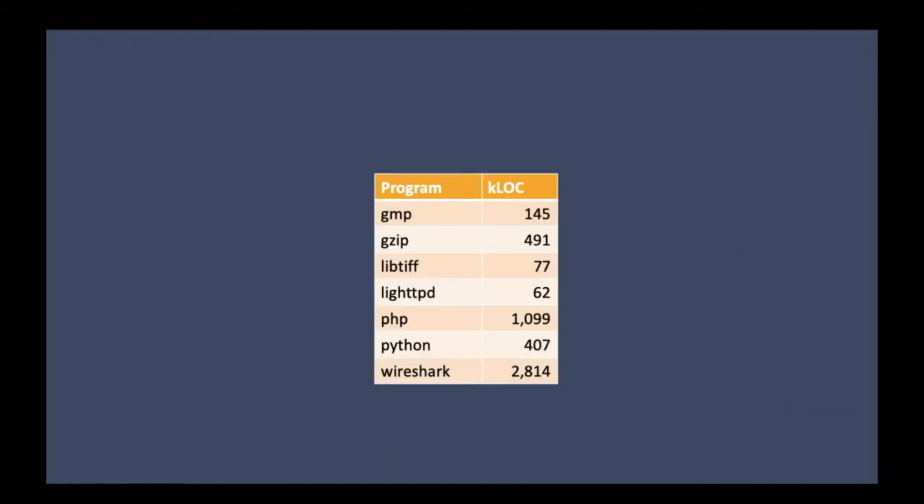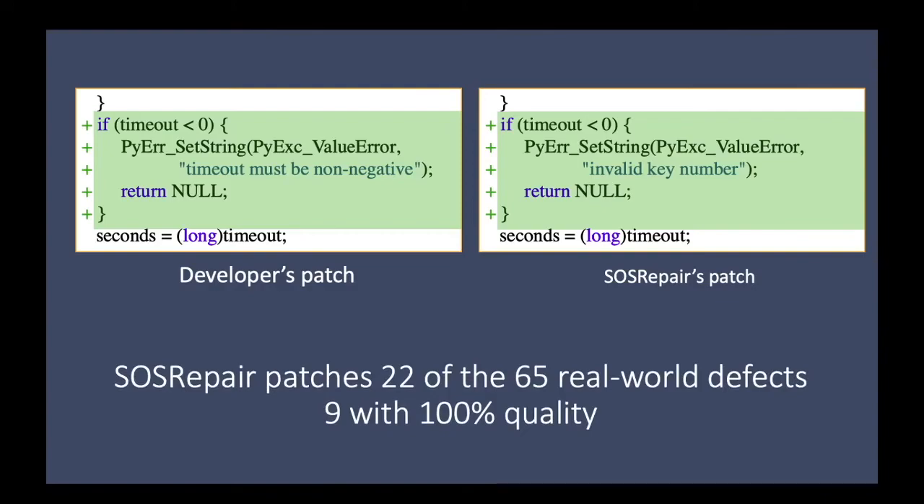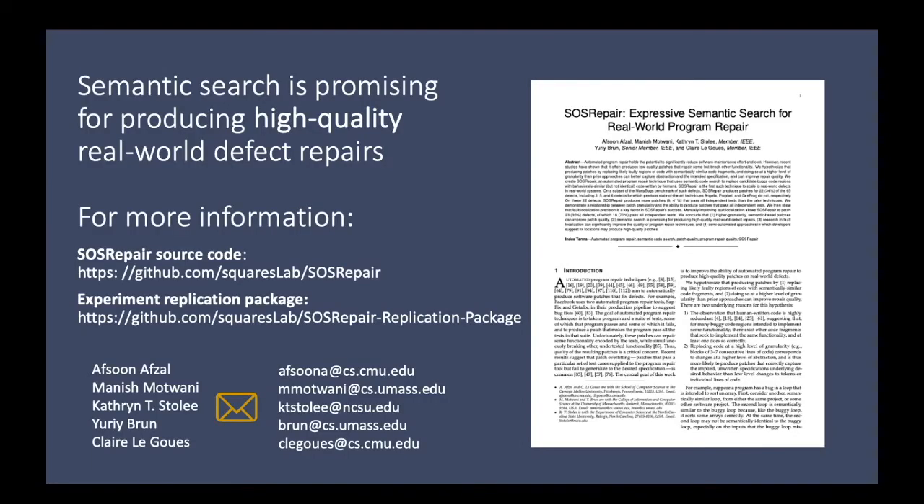We evaluate SOSRepair on a benchmark of real-world defects and show that SOSRepair can generate very high-quality patches, such as the one shown in this example. SOSRepair generates patches for 22 of the 65 defects, 9 of which have 100% quality. Overall, SOSRepair shows that semantic search is a promising approach towards generating high-quality patches.